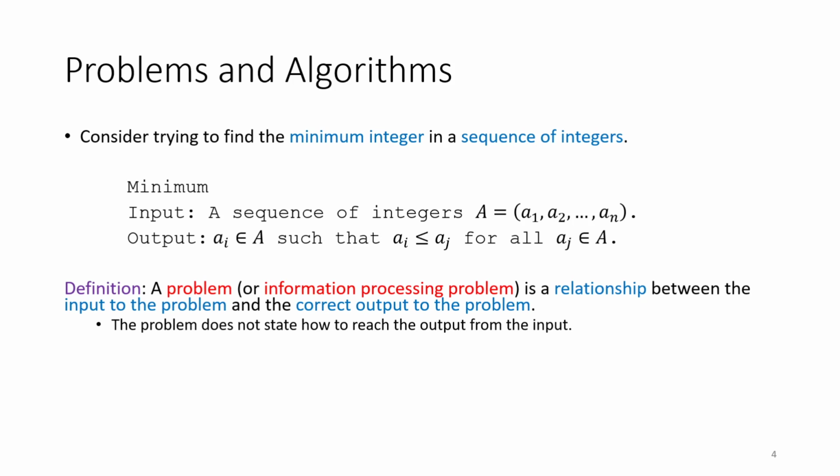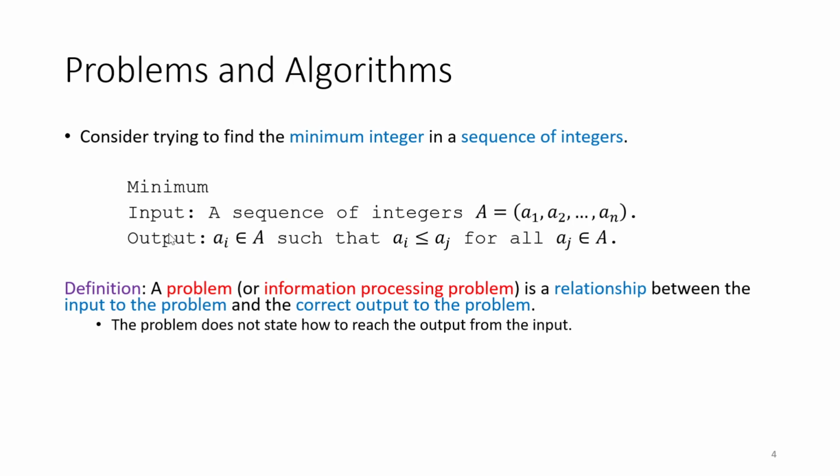So in computer science, a problem, or what we might call an information processing problem, is going to be a relationship between the input and the output, the input to the problem and the correct, expected output. The important thing here is it's a relationship between the input and the output, so it only tells us what the input is and what the expected output should be. It never tells us how to get there. That's why it's a problem.